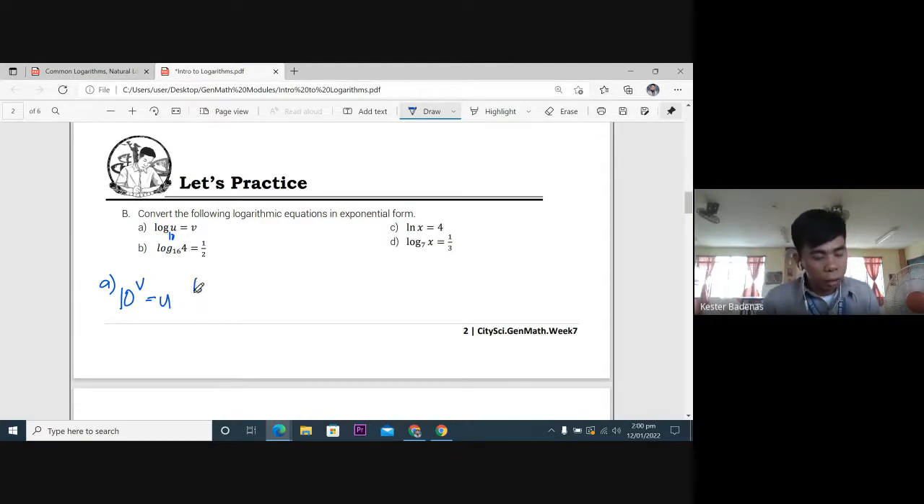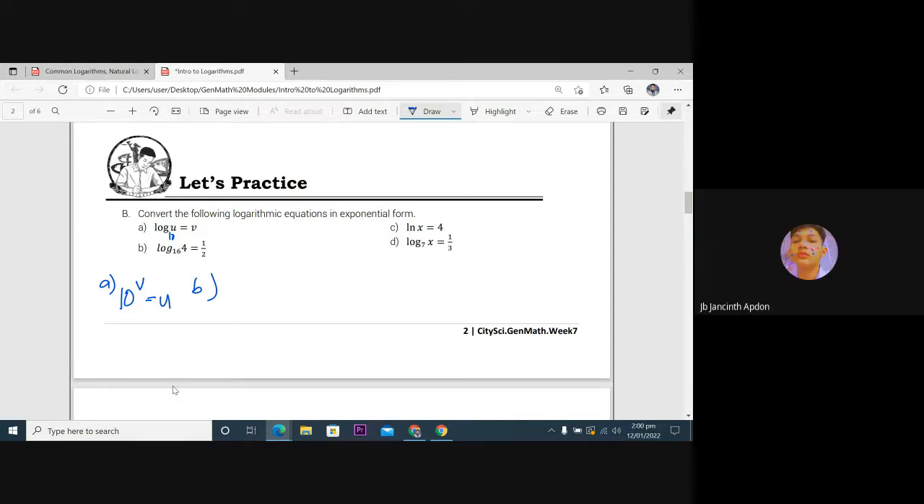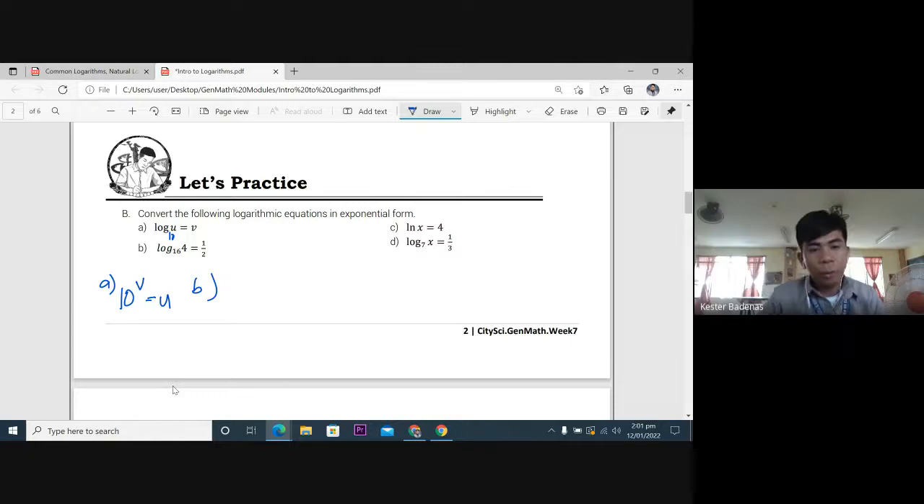Okay, how about letter B? Mabilis naman mag-raise. Sige, JB. 16 raised to 1/2 is equal to 4. Okay, so we have 16 raised to 1/2 is equal to 4. Okay, that's correct. How about letter C?